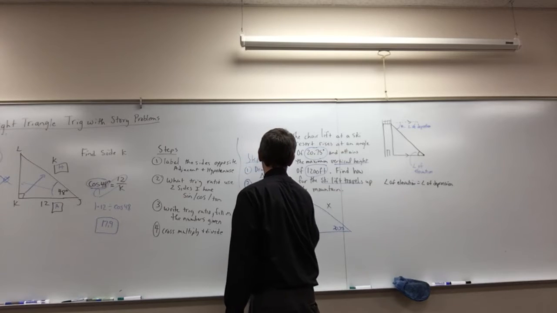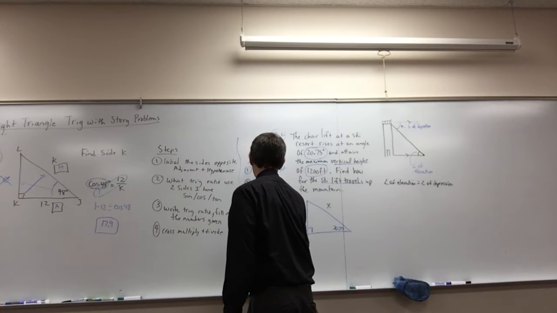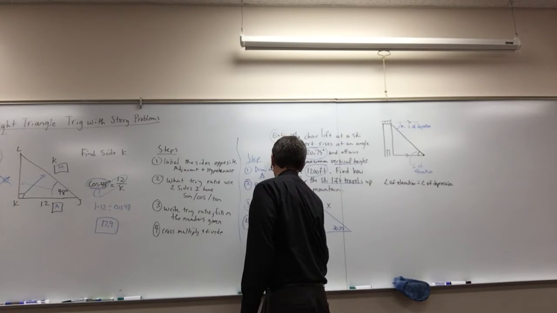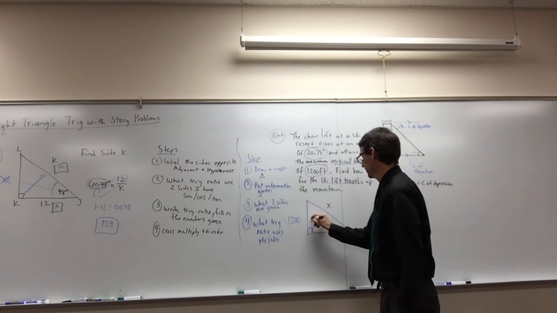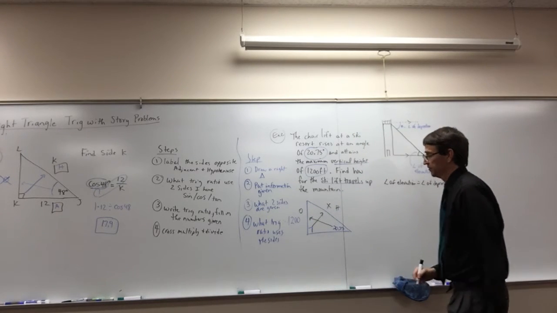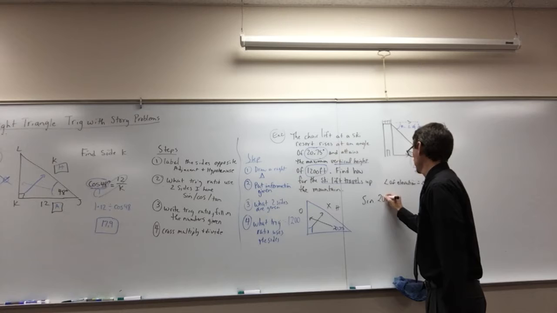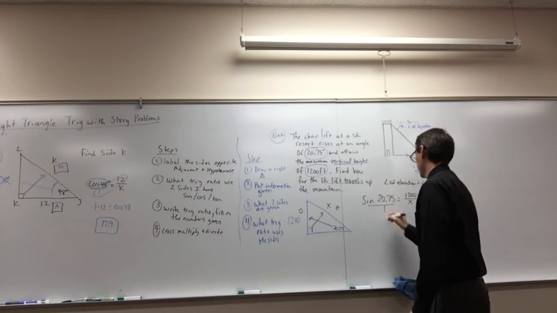And just like the other problem, your third step is to figure out what two sides we have. And after we do that, what trig ratio uses those sides? In this case, across from this angle is opposite, and across from the right angle is the hypotenuse. We're using opposite and hypotenuse, which is sine, so we're going to do the sine of 20.75, and its opposite, which is 1,200, over hypotenuse, which is x, and then you cross multiply and divide.